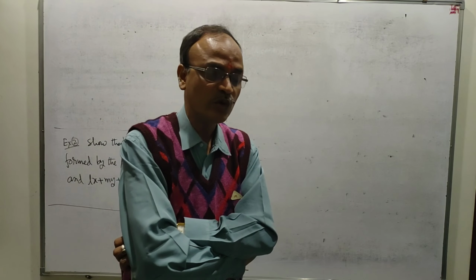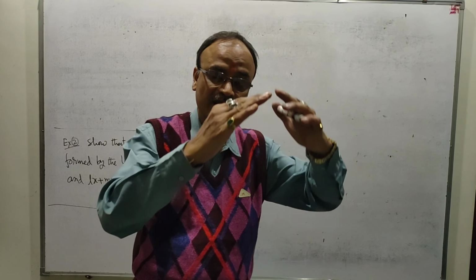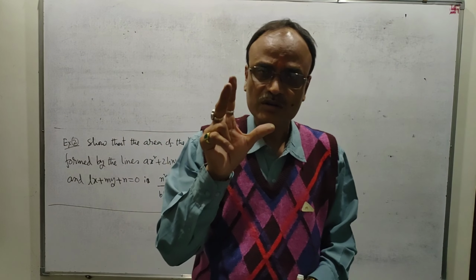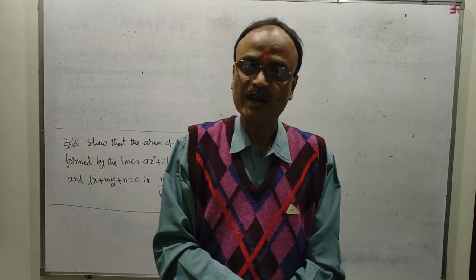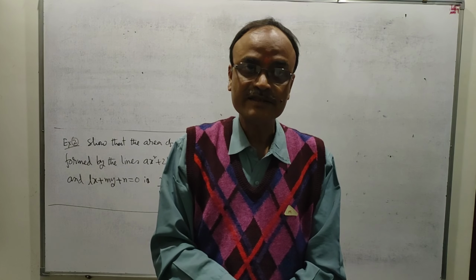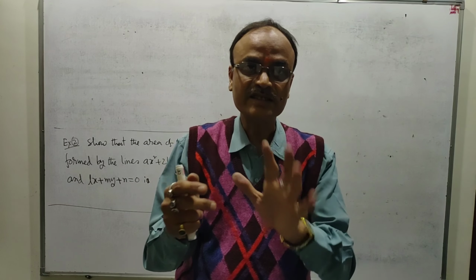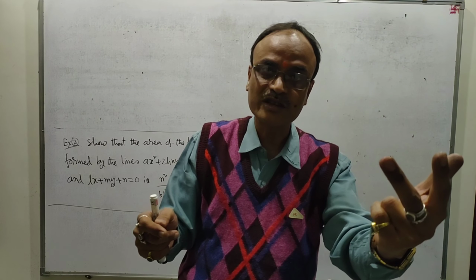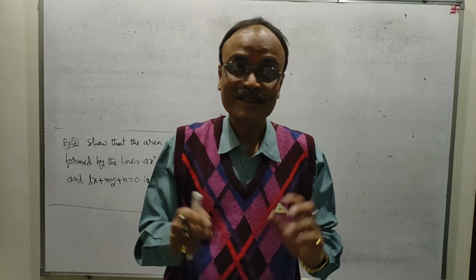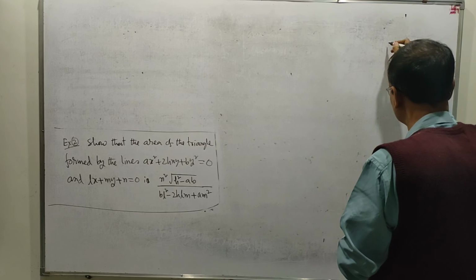If ABC is the triangle, we can find the coordinates of A, B and C, because the equations of all the three sides of the triangle are given. Therefore, we can find the coordinates of A, B and C. If all the three coordinates of a triangle are given, then you can easily find the area of the triangle. In this way, we can find the area of the triangle.